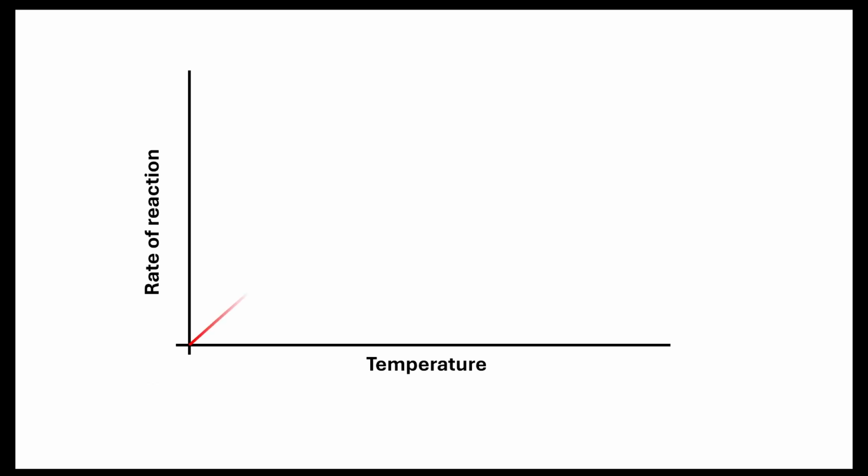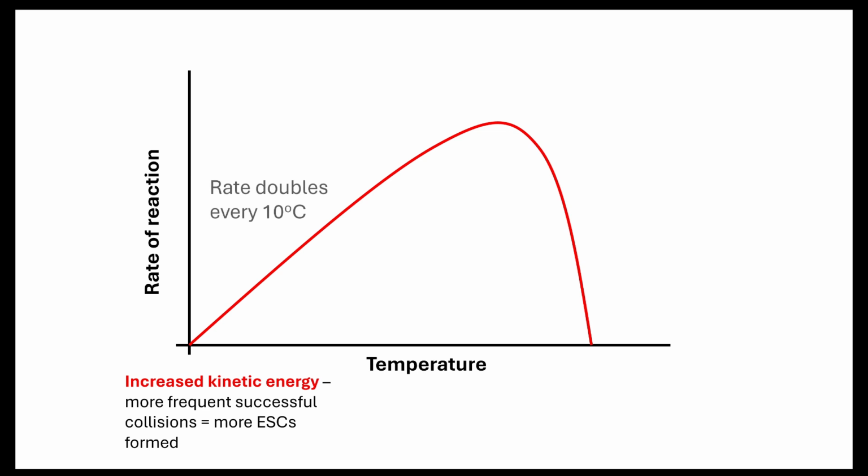So as we increase the temperature, we will see an increased kinetic energy. That thermal energy is converted into kinetic energy. If there's more kinetic energy, you're going to have more frequent successful collisions between the substrate and the enzyme. Therefore, you're going to have more enzyme substrate complexes forming.